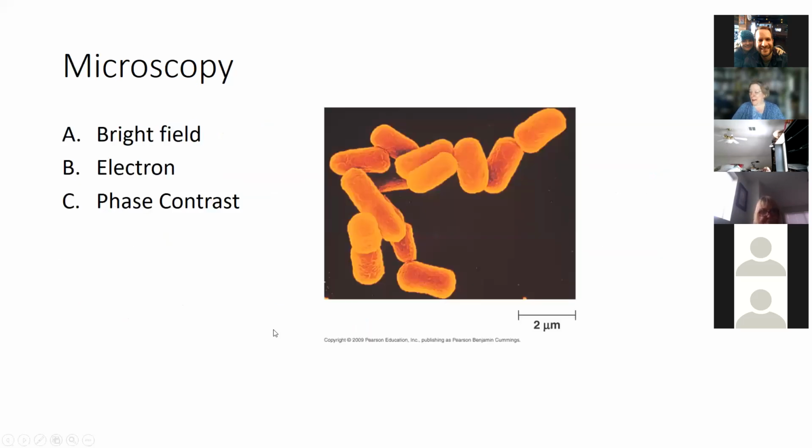Okay, so microscopy. Microscopes are what we use to look at microbes. And there's 3 of them that I want you to know. One of them is bright field. That's one where we shine a light through a specimen, and we can look at things to a fairly small size, but light has a limit.